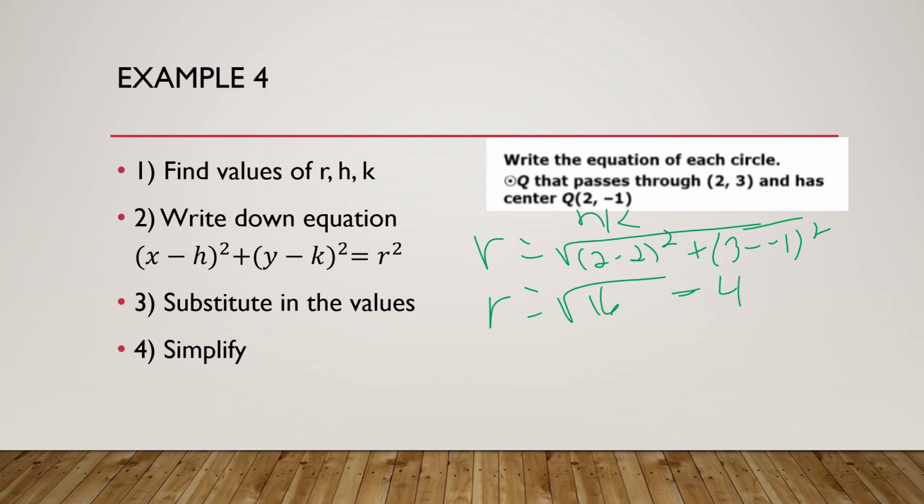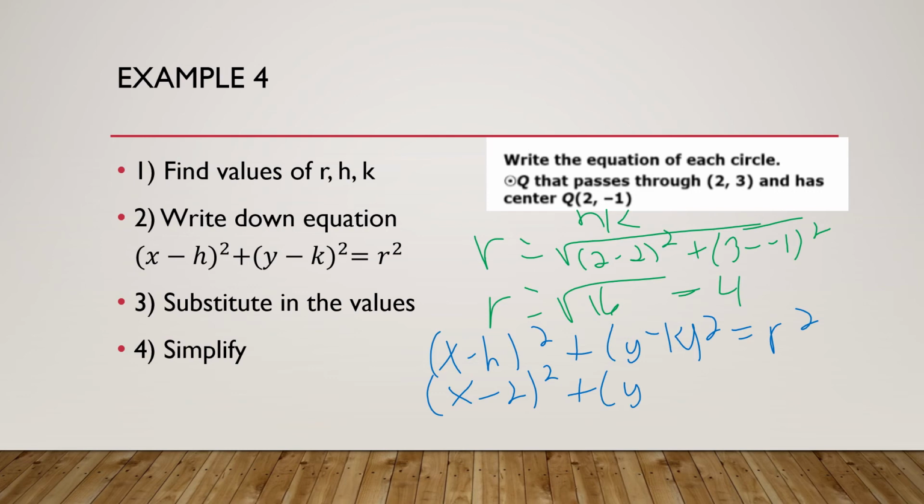Now we can use our equation of the circle, x minus h quantity squared plus y minus k quantity squared equals r squared. We would have x minus 2 quantity squared plus y minus negative 1 quantity squared equals 4 squared. To simplify that, x minus 2 quantity squared plus y plus 1 squared equals 16.